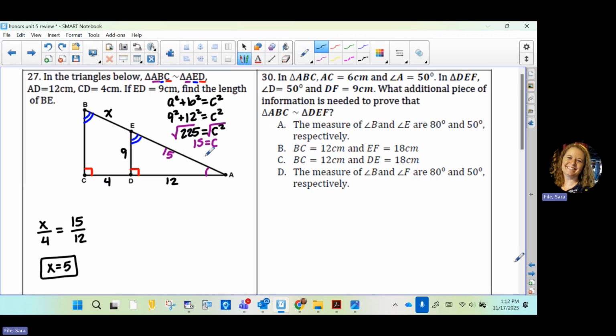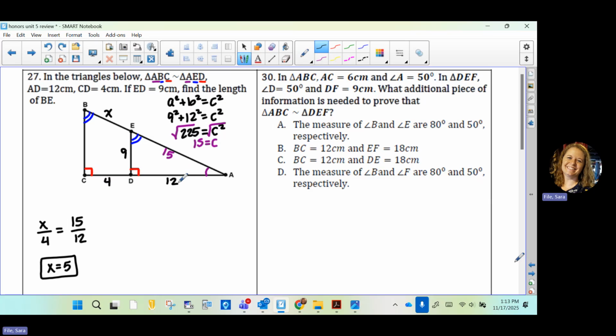Because this is a right triangle, this EDA, with two sides of a right triangle you can find the third using the Pythagorean theorem. So I set up the Pythagorean theorem where A and B are the legs, so that's the 9 and the 12, and C is the hypotenuse, that's side EA. So I solved and got 15, so EA is 15. Now I have 3 of my 4 pieces of my proportion. So X is to 4 as 15 is to 12.